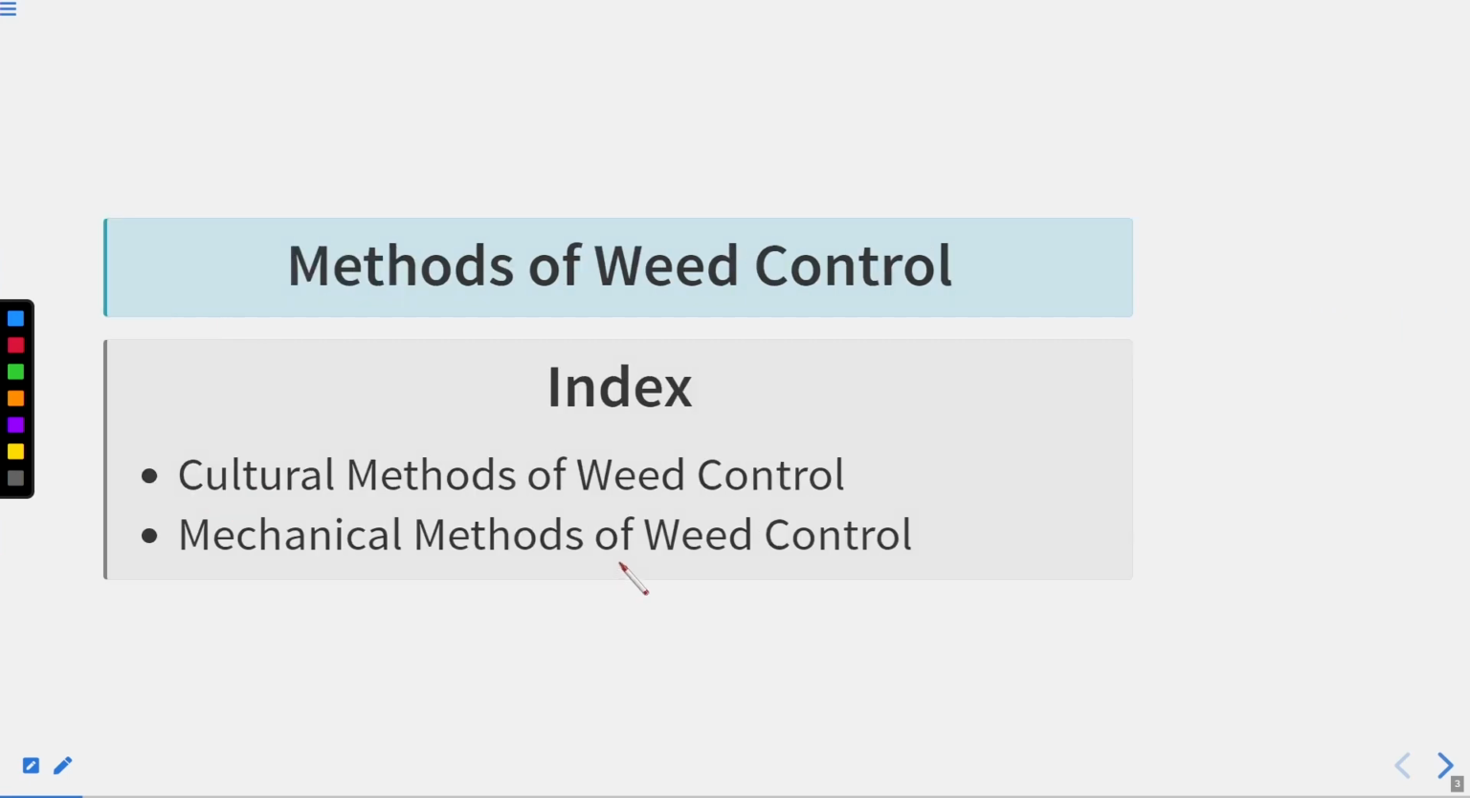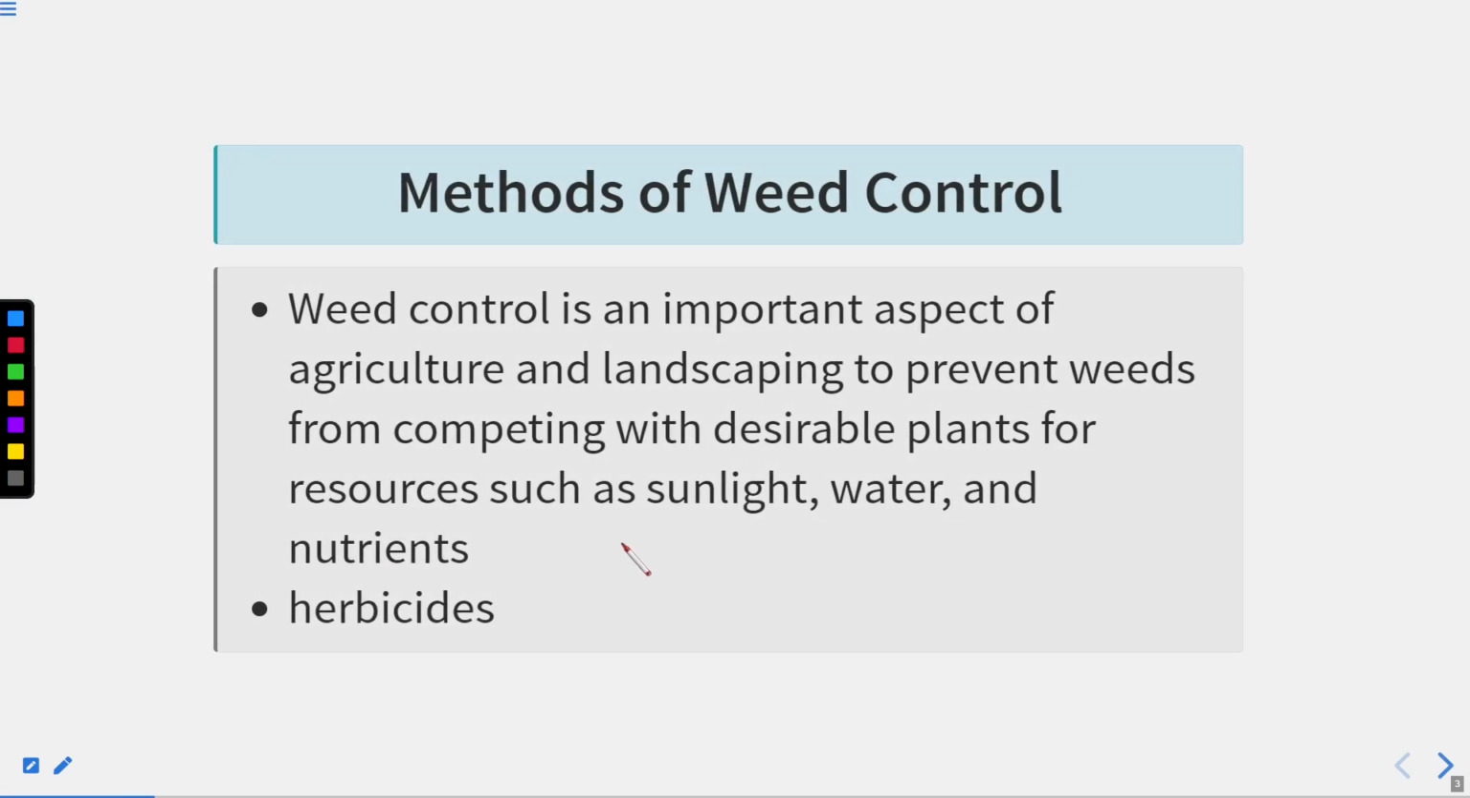Weed control is an important aspect of agriculture and landscaping to prevent the weeds from competing with the desirable plants for resources such as sunlight, water and nutrients.